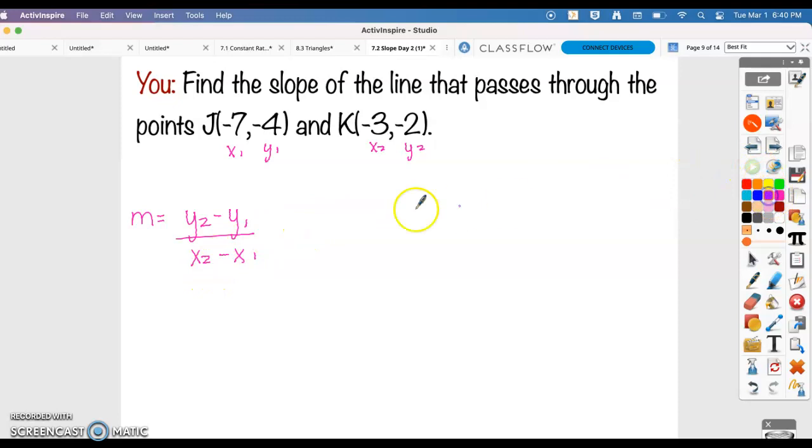Plug our numbers in. So our y2 is negative 2 minus my y1, which is a negative 4. And again, if you just type this into your calculator correctly, it's going to give you the right answer. x2, we got negative 3 minus x1, which is negative 7. And order does matter here.